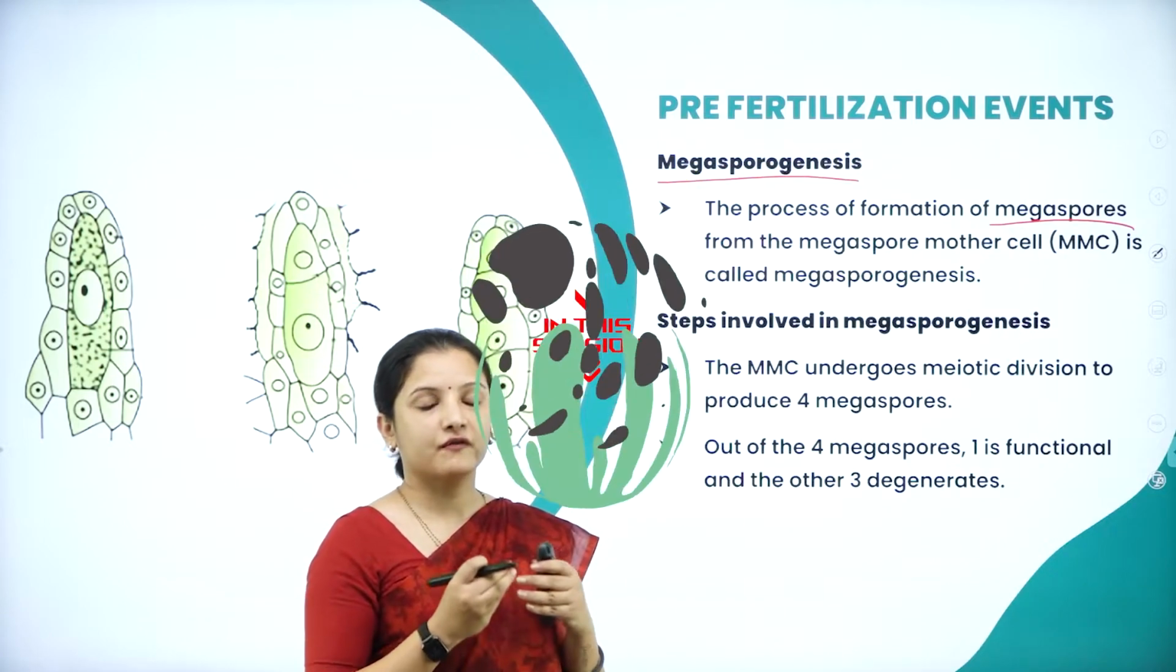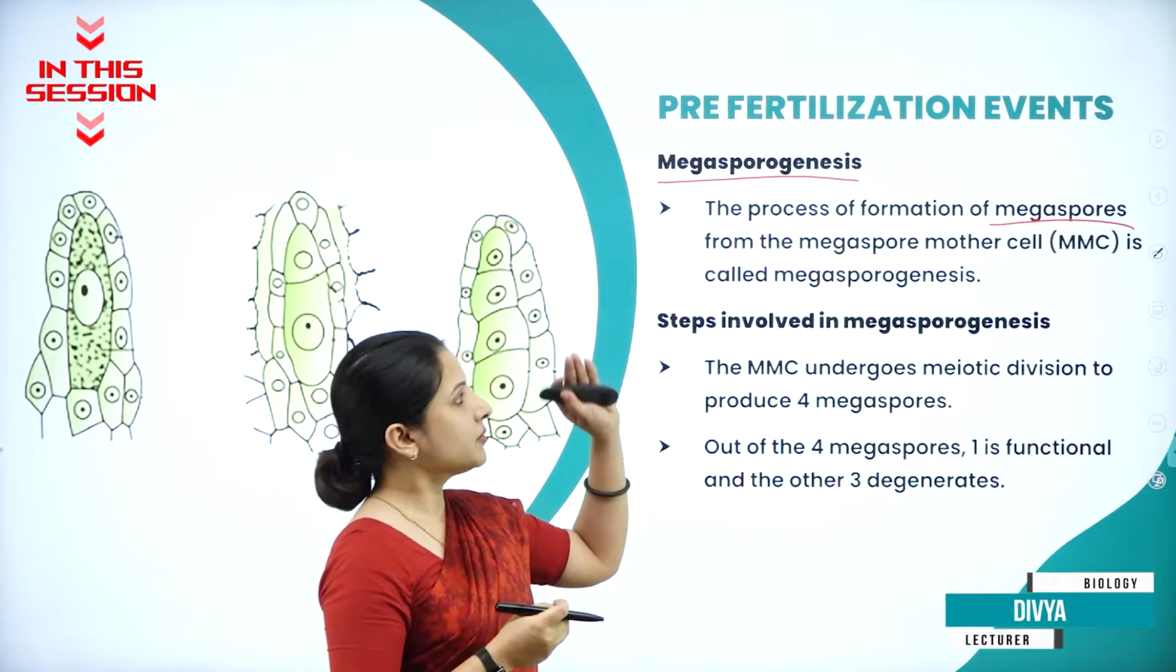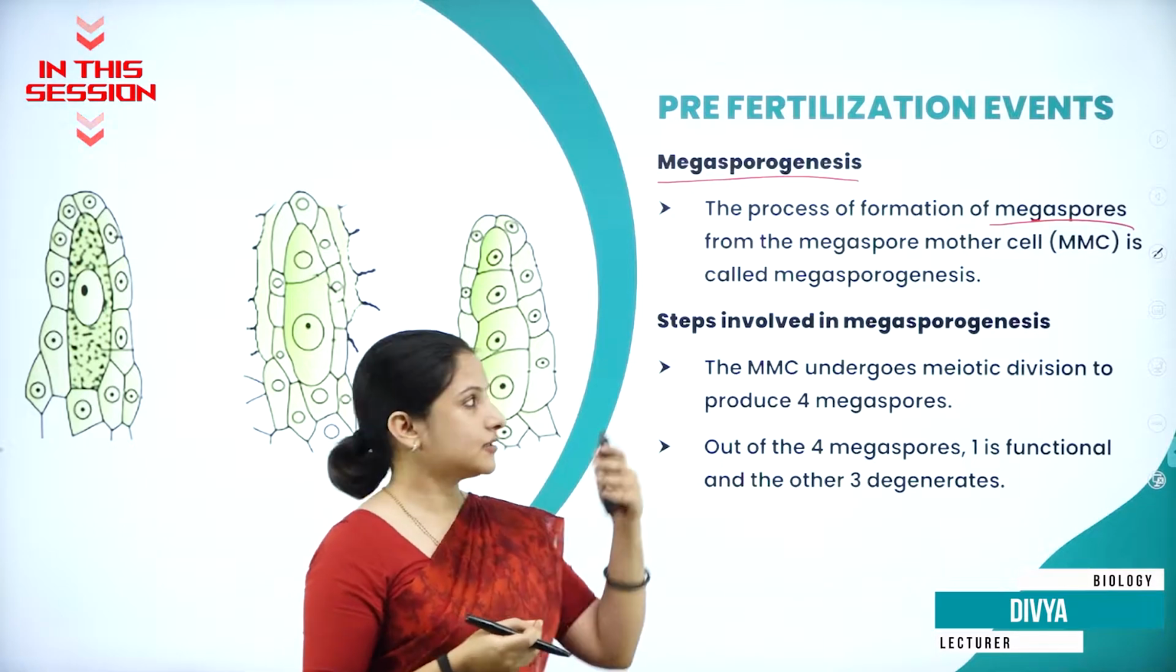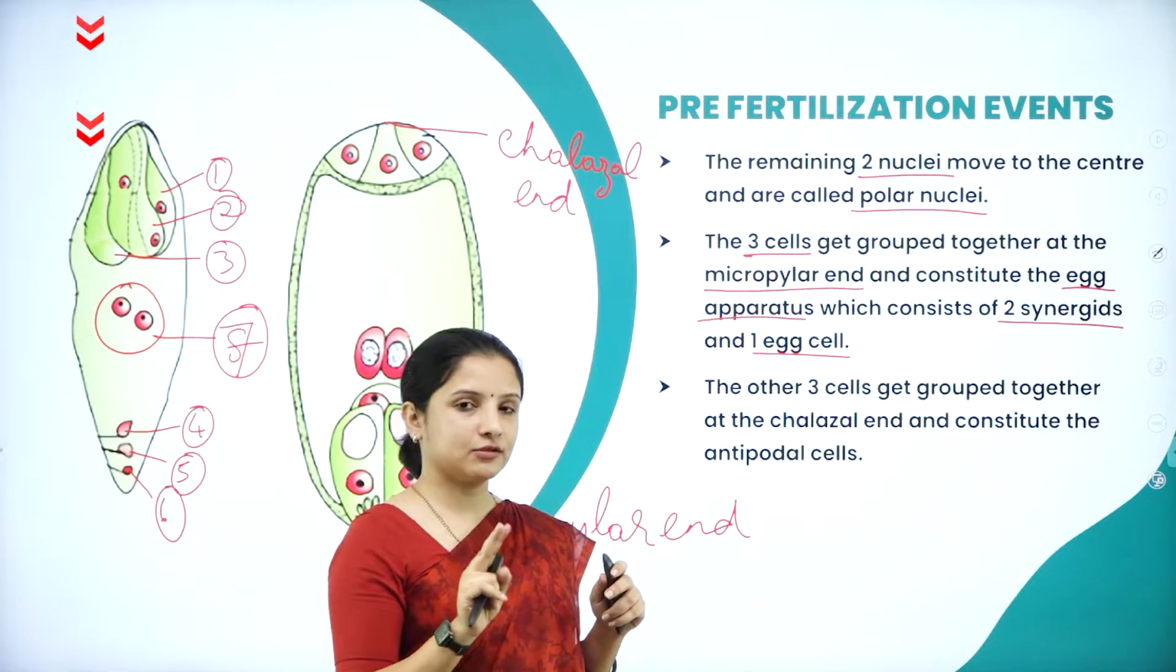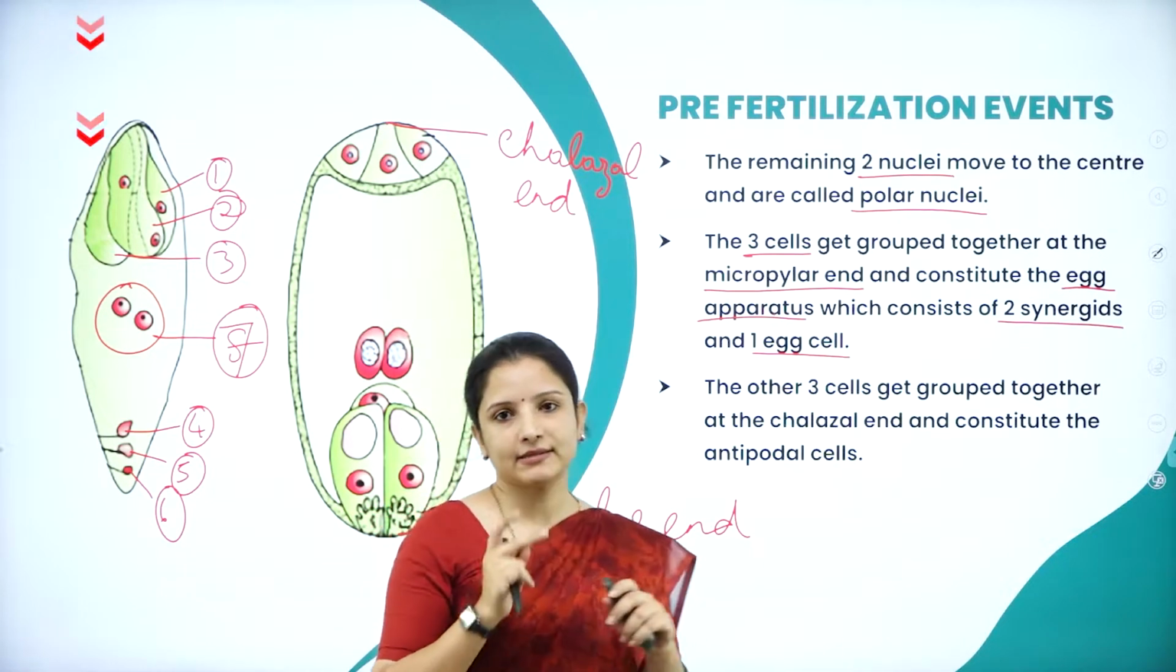The process of formation of the megaspores from the megaspore mother cell is called Megasporogenesis. The egg apparatus consists of 2 synergids and 1 egg cell.